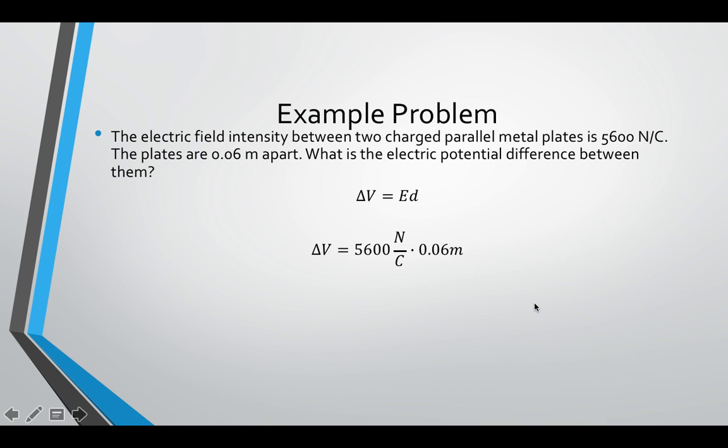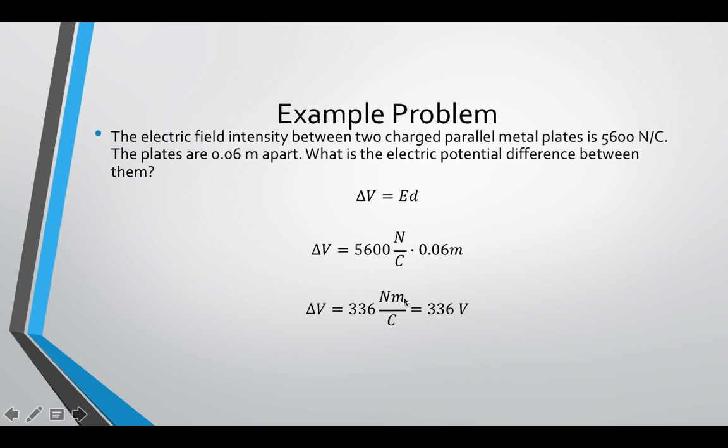Now, we know from the numbers given in the problem that the strength of the electric field is 5,600 newtons per coulomb. We simply input that number where E was in the original formula. The distance between the plates is 0.06 of a meter. Place that in the D and plug that into a calculator, work the math out on your own. It comes out pretty easily to show that the voltage difference, or the electric potential difference between the two plates, is 336 newton meters per coulomb.